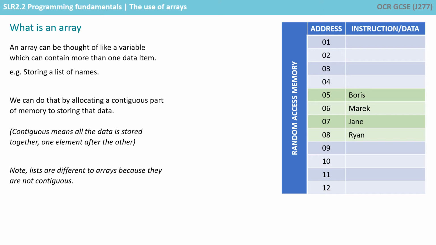So you can see here we have a number of memory locations in memory, and starting at memory address 5, we've then started storing contiguously a list of names which will be part of our variable. Note that lists, which are probably what you might be familiar with if you're programming in Python, are different to arrays because they're not contiguous. But for the purpose of your exam, you can think of arrays as storing contiguous data items.